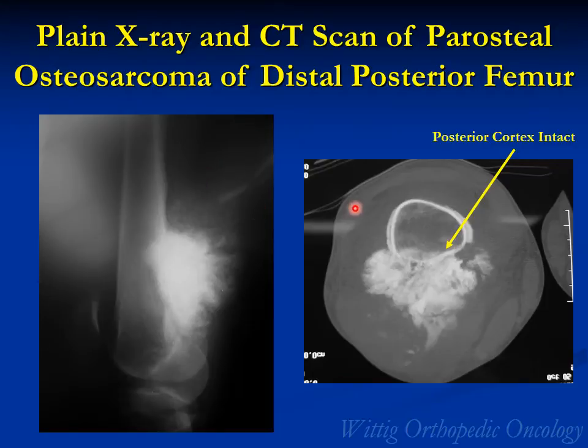Here's a plain X-ray and a CAT scan of a parosteal osteosarcoma of the distal posterior femur. Again, a large exophytic mass, heavy mineralization, but also areas where there is non-mineralization. There's a very large area here that's non-mineralized on the CAT scan. Perhaps it's an area of dedifferentiation or a higher grade area. They may represent cartilaginous components or fibrous tissue components also.